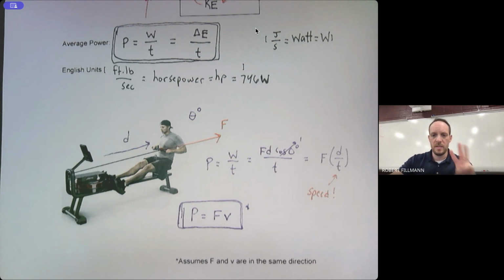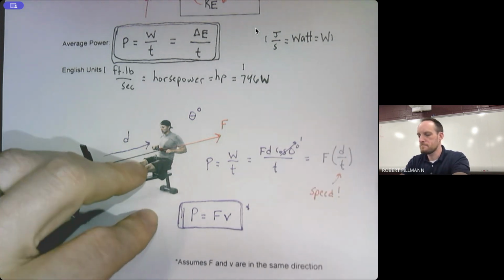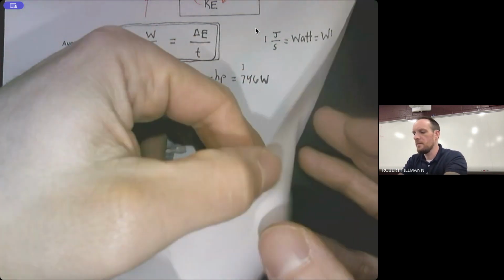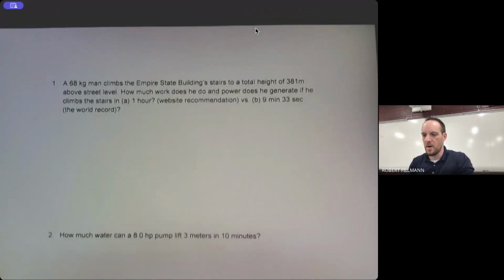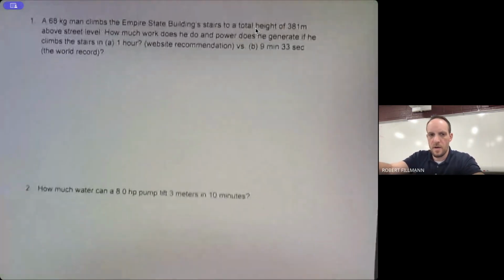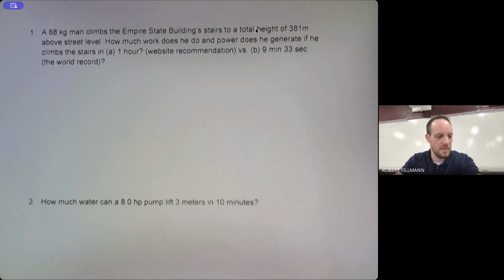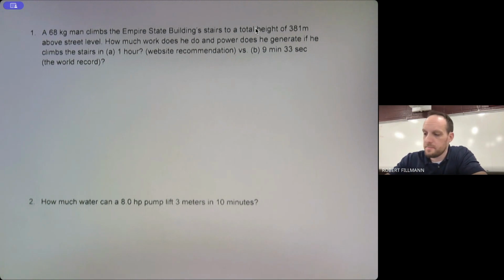We're going to do 3 example problems, and we'll see how power can be used to calculate different things in real life. So if you flip your page over, it's just one page front and back. We've got our 3 problems. So the first problem is about somebody climbing the Empire State Building. And I'm giving you the mass. That's about the mass of a 150-pound person. That 381 meters is the height of the building from street level to the top of its observation deck, and you can climb steps.